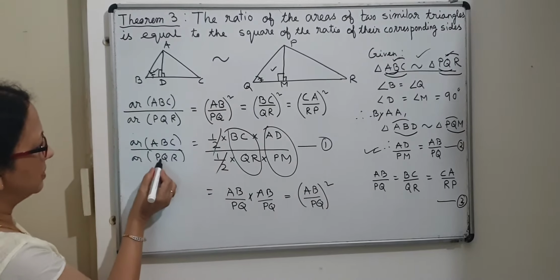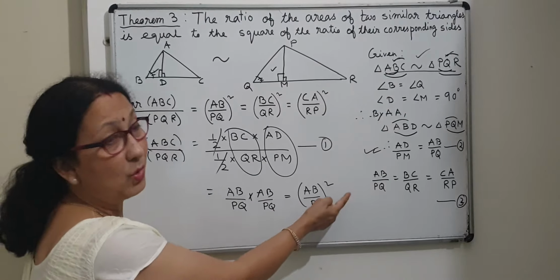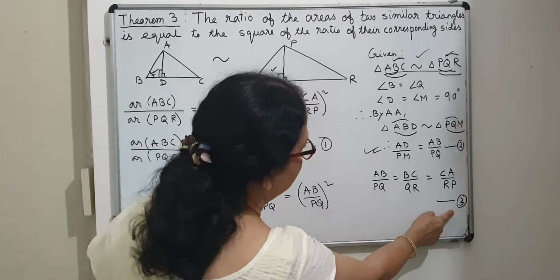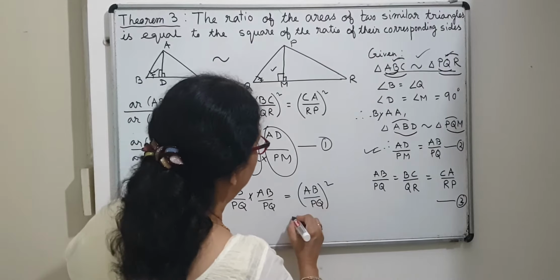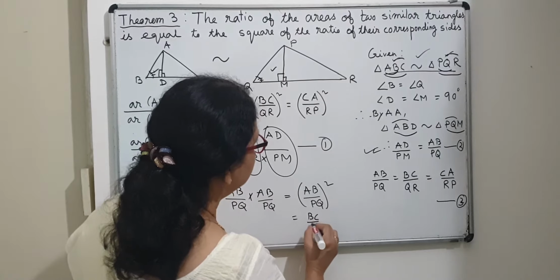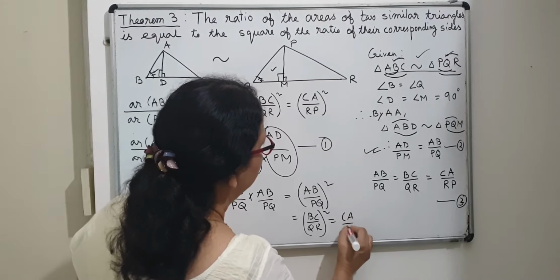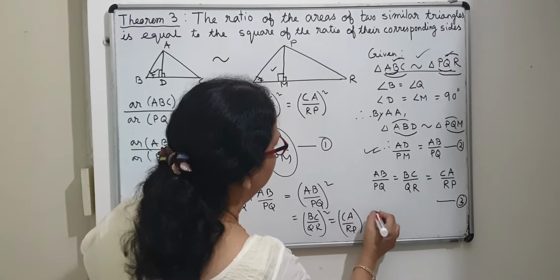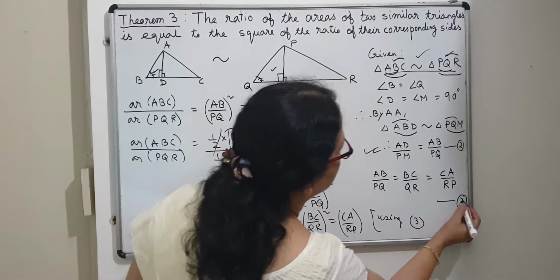Therefore, the ratio of the areas of these two triangles came out to be AB by PQ whole square. And by equation 3, since AB by PQ is equal to these two, I can easily write this is equal to BC by QR whole square is equal to CA by RP whole square, where I am using equation 3. This is your 3.